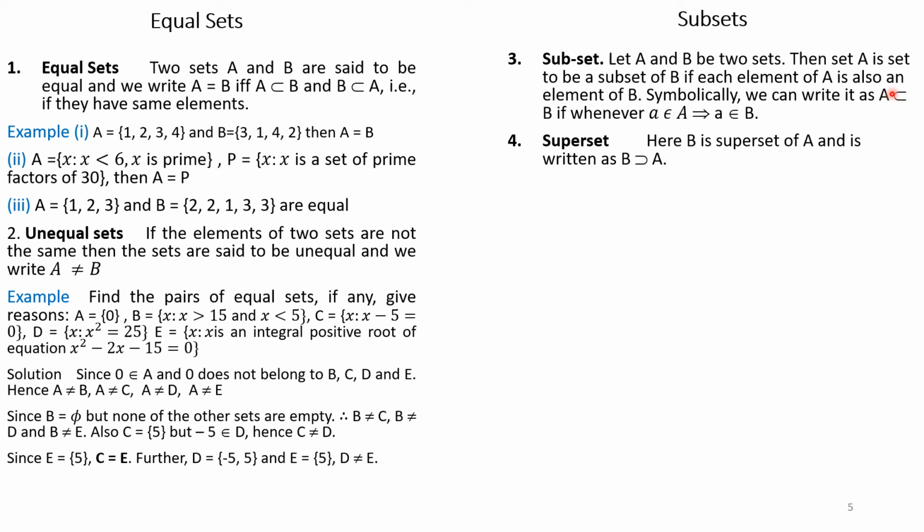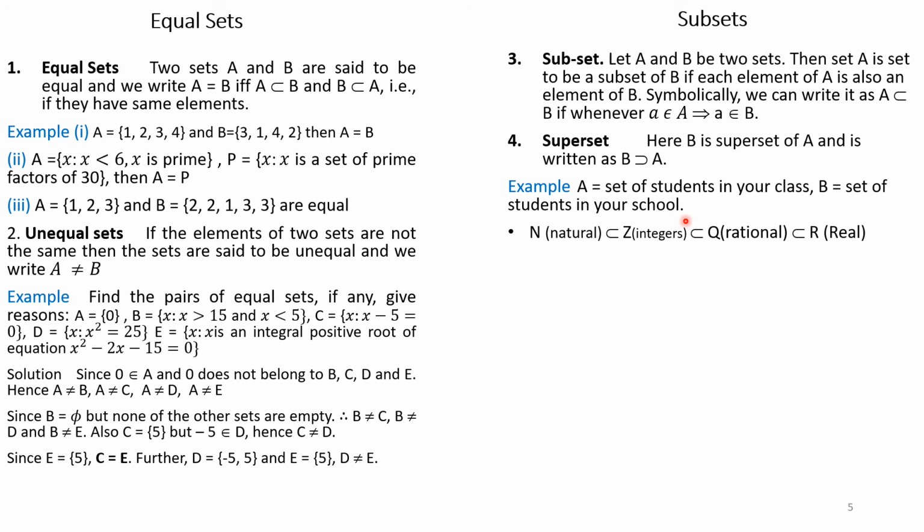Here, A is the subset of B. See, A is less than B. It is similar to A is less than B. Example. A equals the set of students in your class. B is the set of students in your school. You always know the number of students in a school is greater than the number of students in a class. Therefore, B is the superset. Your school is the superset and the class is a subset. So, the students of a class form a subset of the students in a school.